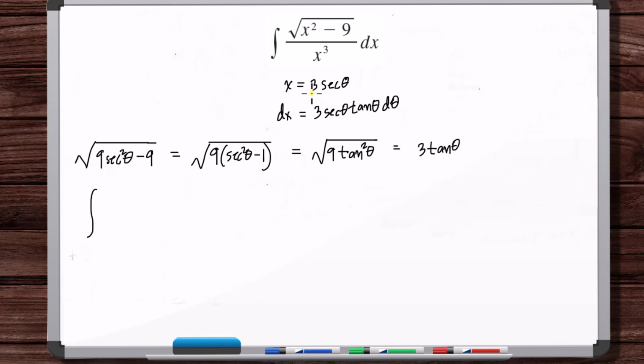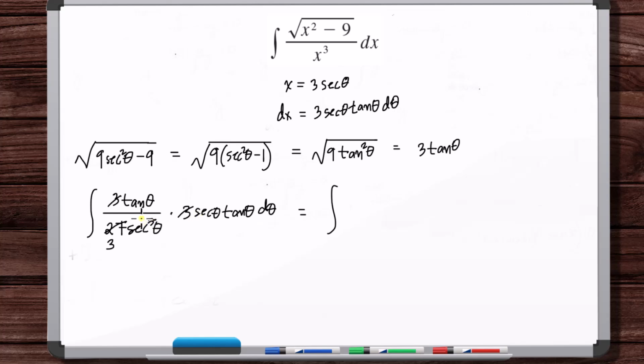So what is 3 secant theta cubed? 3 cubed is 27, and then secant cubed theta. Okay, and then 3 tangent theta. Okay, dx, 3 secant theta tangent theta d theta.